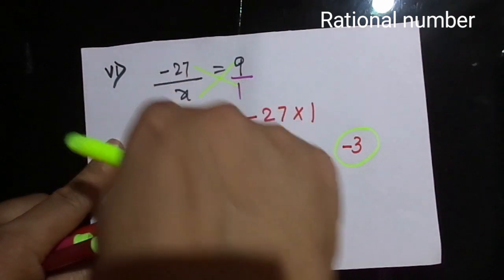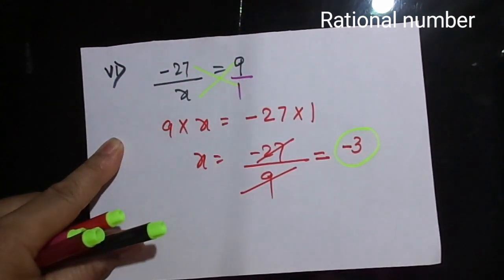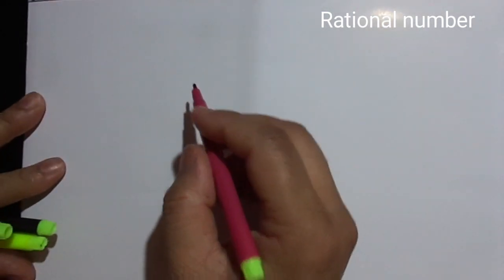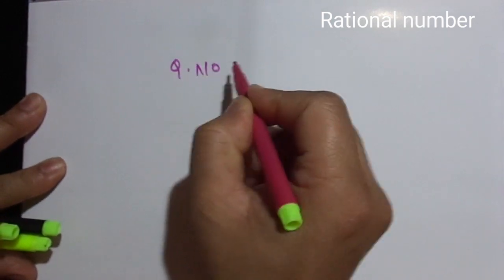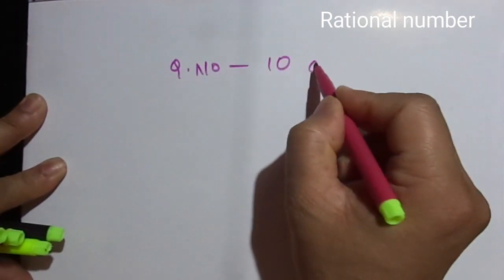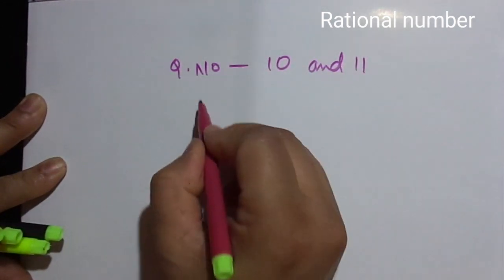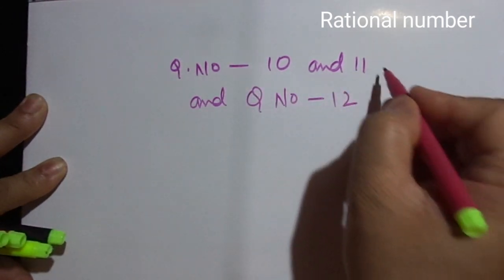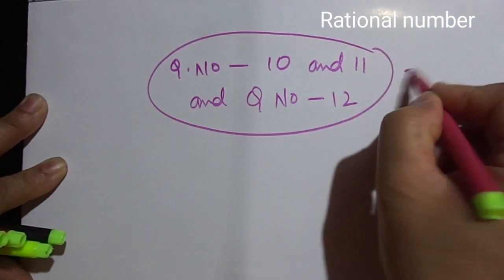So here we see how the values in equivalent rational numbers can be found out. Now before we end the video, I have a home assignment for you. The home assignment I had given you is question number 10 and 11 and question number 12. This is from the book.